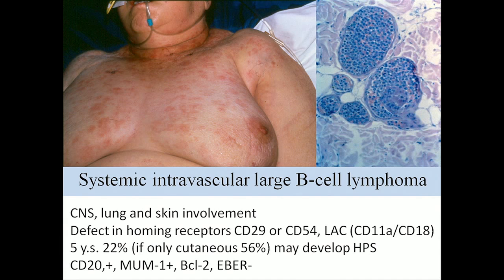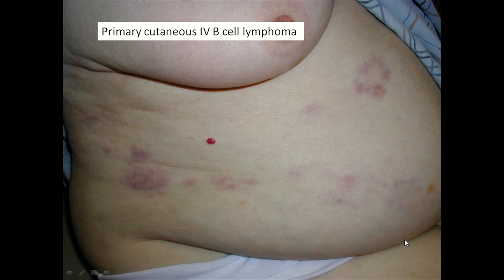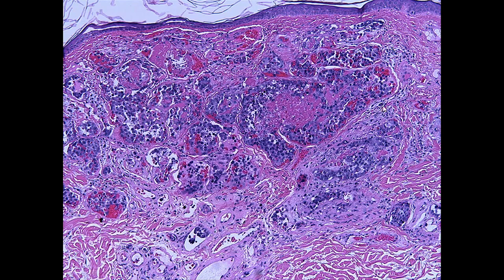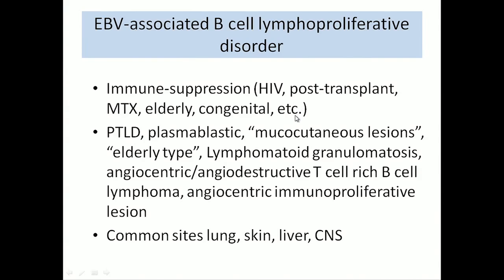I'll bypass this one. Patients can present with a diffuse intravascular B cell lymphoma, important to recognize because they often have CNS involvement, very aggressive. They have defects in the leukocyte adhesion molecules like CD11a or CD18. Can be primary cutaneous, sometimes within a capillary hemangioma.